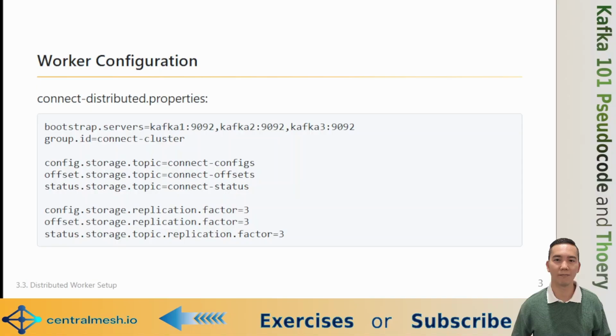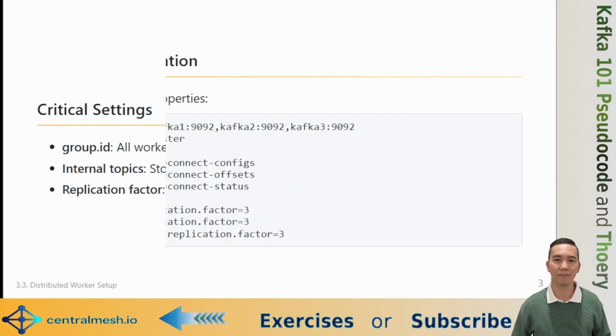We then specify 3 internal topics for storing connector configuration, source offsets, and runtime status. Finally, we configure a replication factor of 3 for each of these topics. In production, this helps ensure the metadata remains available even if a broker goes offline.